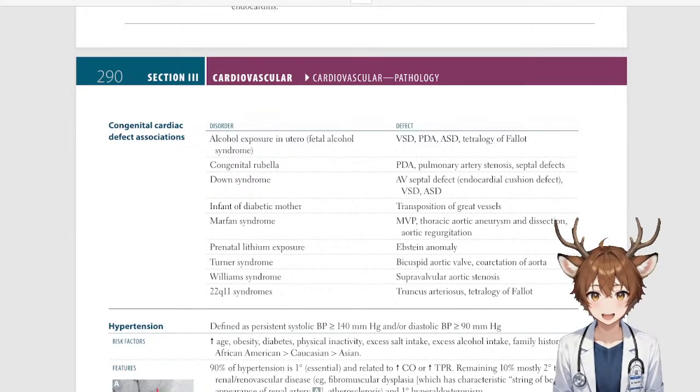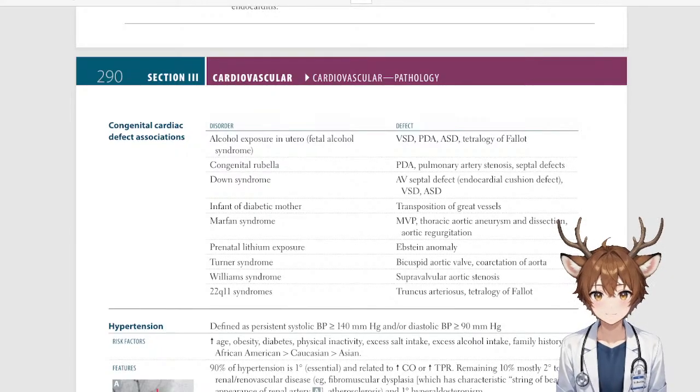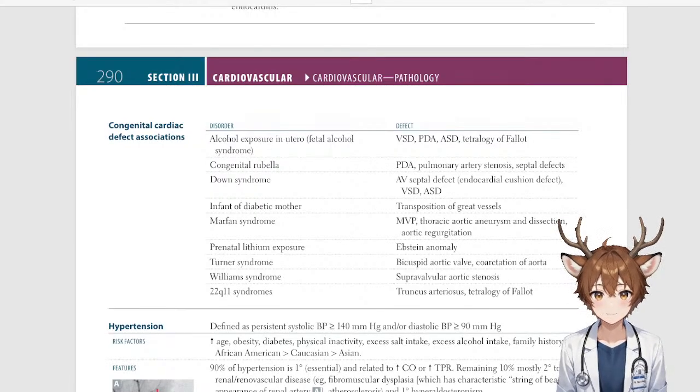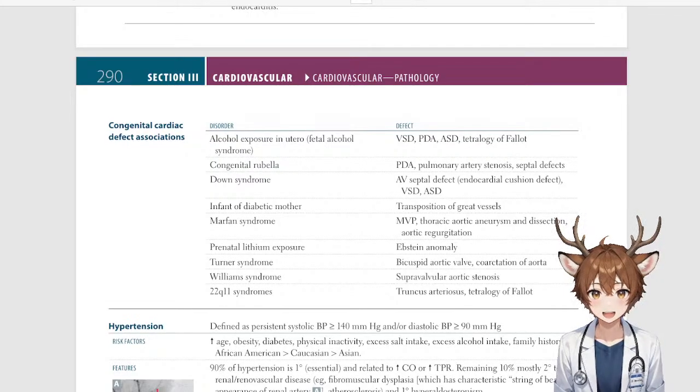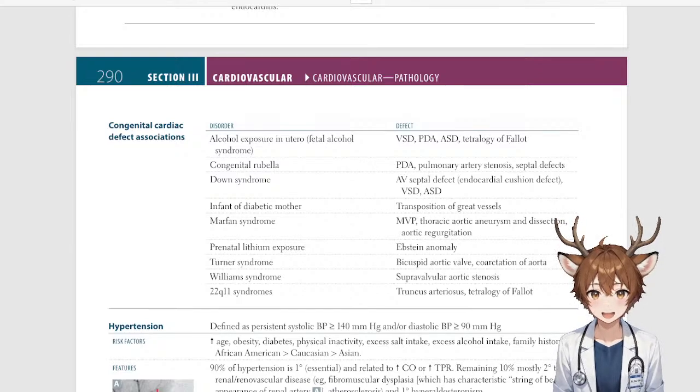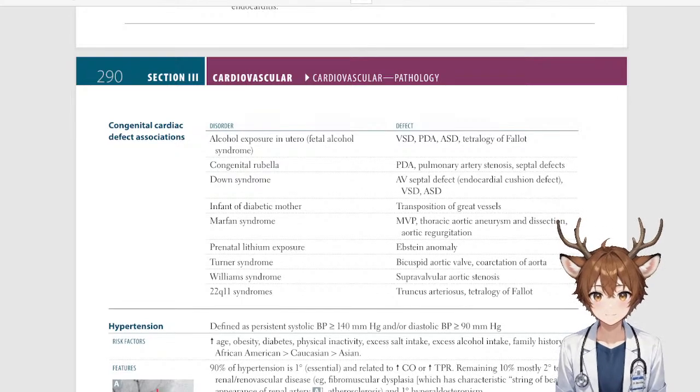Marfan syndrome cause. So basically, it's an issue with fibrillin 1. Okay, so it's elastic fibers, exactly. So it's not able to properly maintain shape.